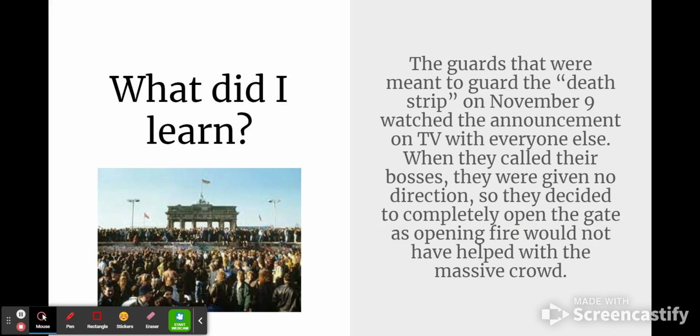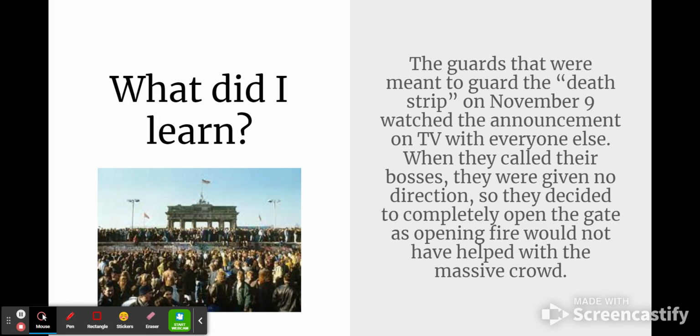A little fun fact, I guess not really fun fact, but a fact that I learned. The guards that were meant to guard the death strip or the gates on November 9th watched the announcement on TV with everyone else. Someone was kind of just handed the note and was told to read it in front of these newscasters on short notice.